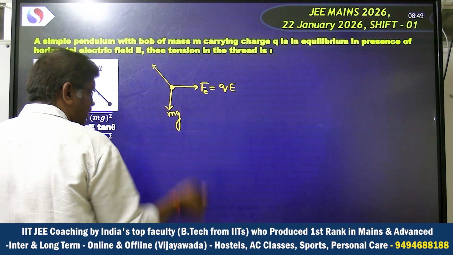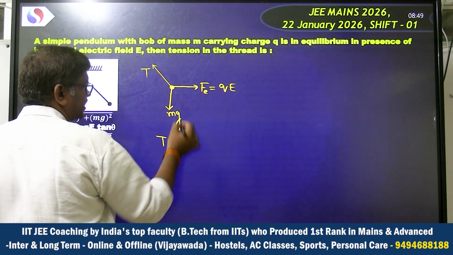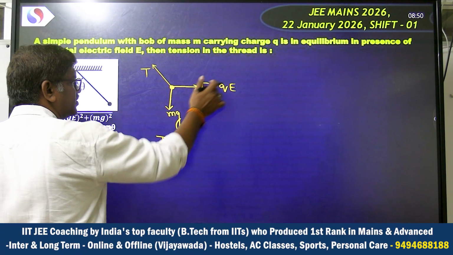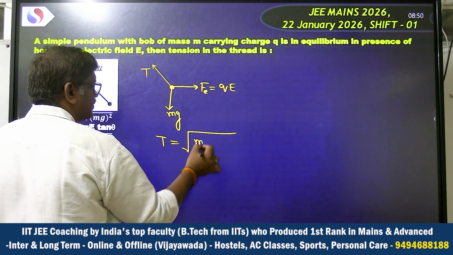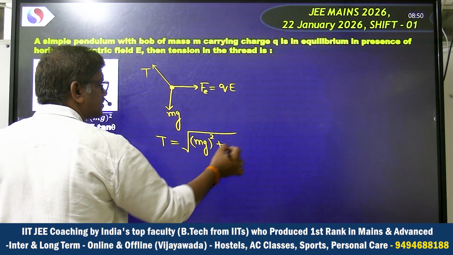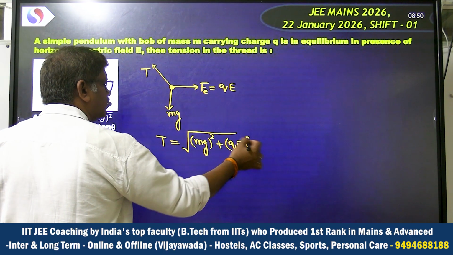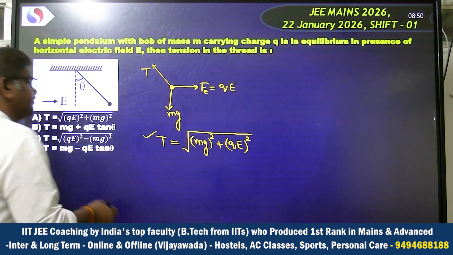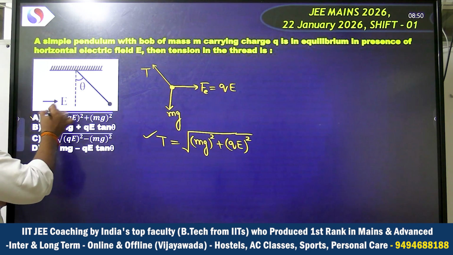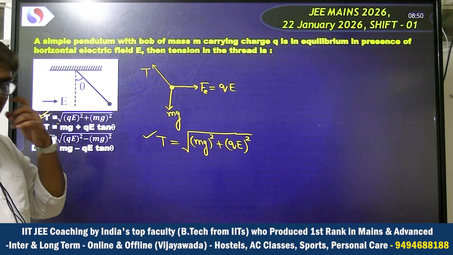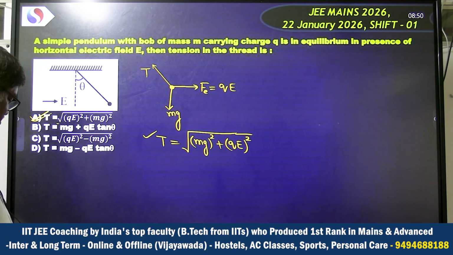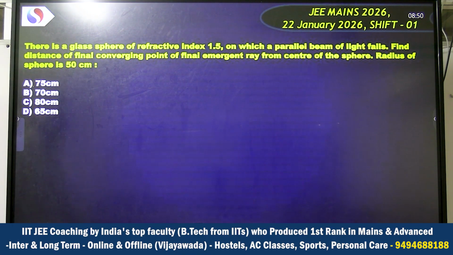To find this tension T, since it is in equilibrium, the sum of these two forces will equal the tension, and these two forces are at 90 degrees. So what will be your answer? Square root of mg whole square plus QE whole square. Two forces at 90 degrees, their resultant balances the tension, is the answer. So a very familiar question. Many times you have done this. I think most students don't even need to calculate this directly. Mark the option. Okay, move to the next one.